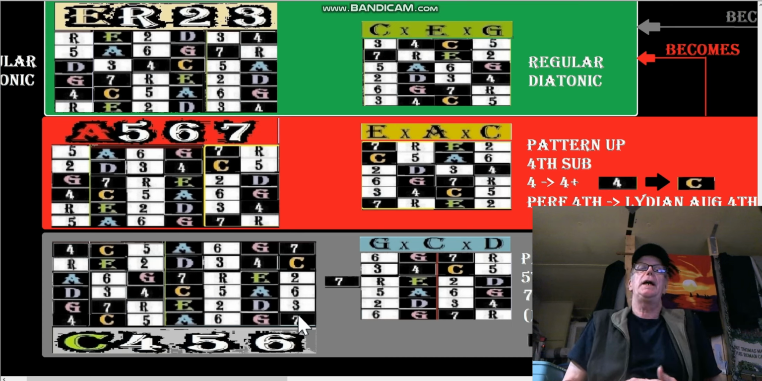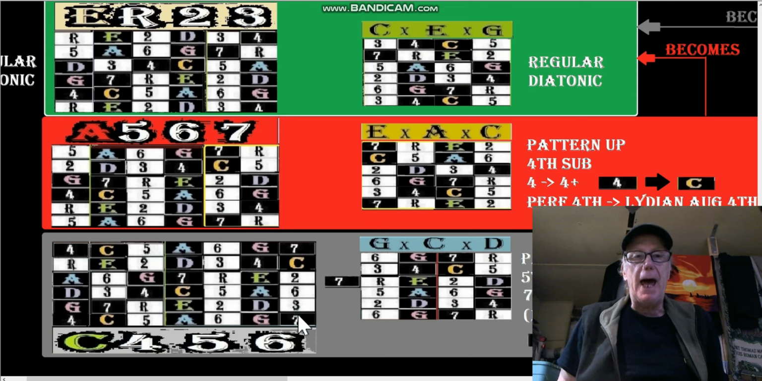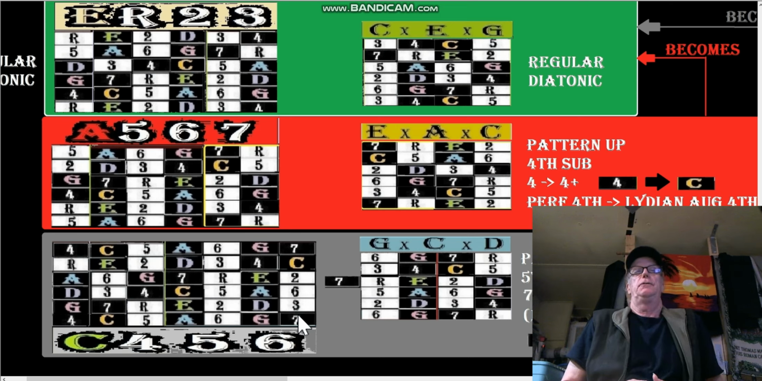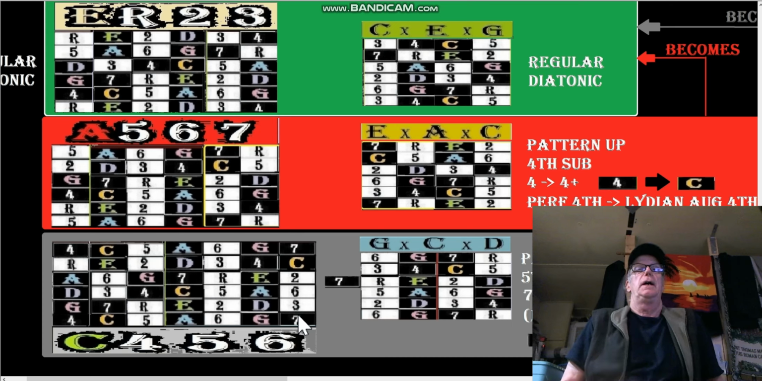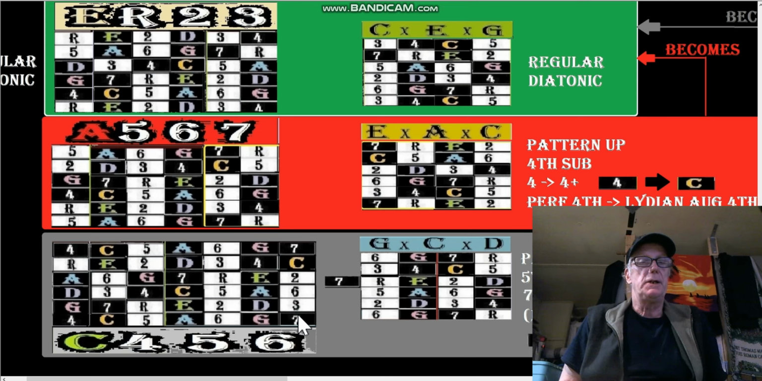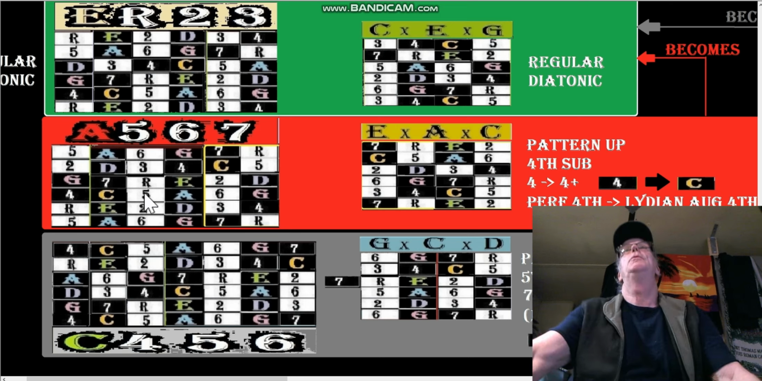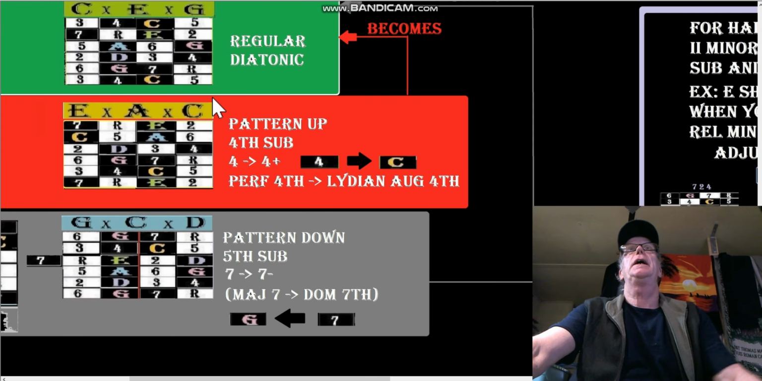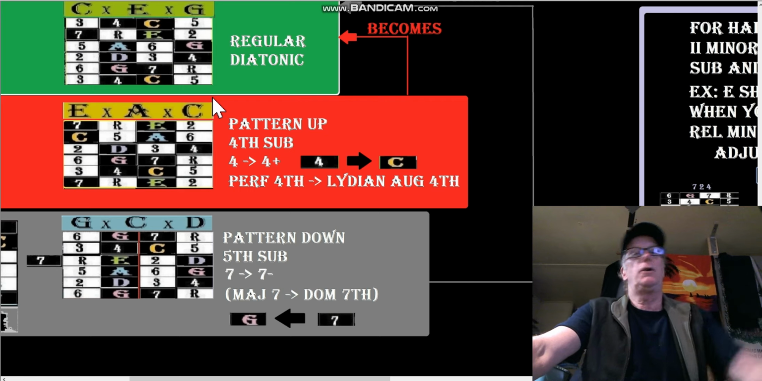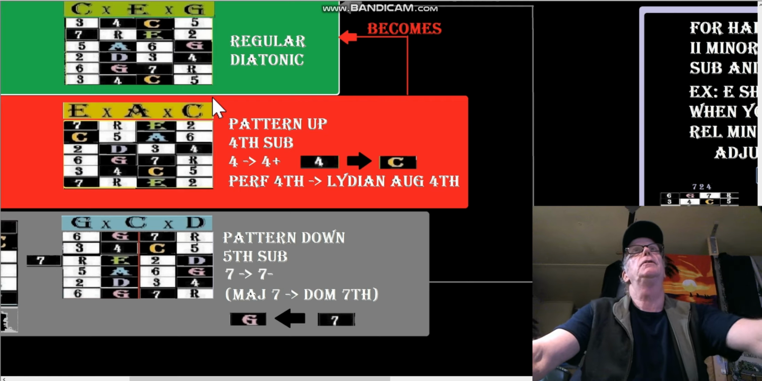Now we're going to add, think positive, add. In the fourth, we're going to add the major seventh of the fourth. And in the fifth, we're going to add the suspended fourth, the fourth of the fifth. So we add one more note to be positive. Okay, so you can just forget all this and just play the diatonic over the fourth and the fifth. That's fine. So we've got pattern up, fourth substitution.